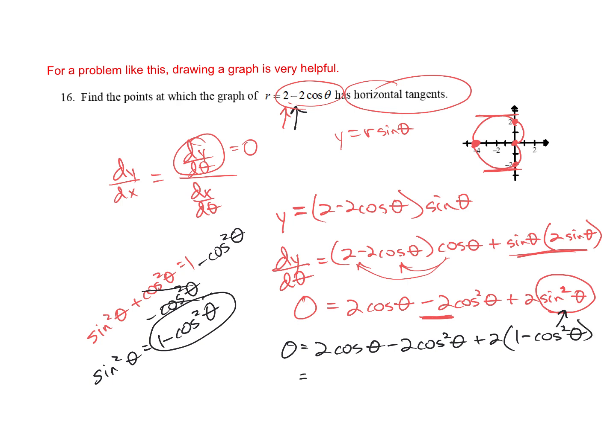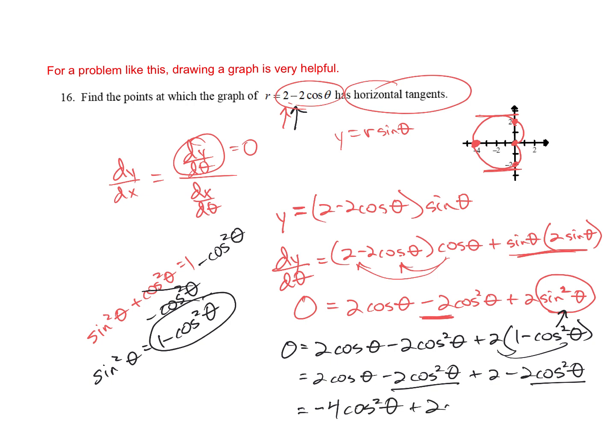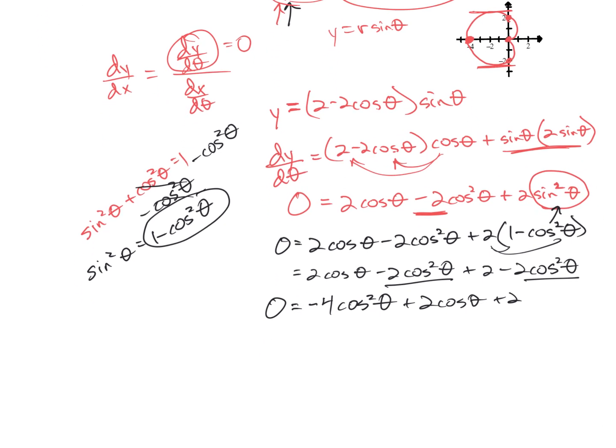And we'll put it all together here. Let's see, distribute the 2 in there, and we get 2 cosine of theta minus 2 cosine squared of theta plus 2 minus 2 cosine squared of theta. Combining your cosine squared of theta terms together, I'll put them first. We get a negative 4 cosine squared of theta plus 2 cosine of theta plus 2. And remember, that's equal to 0. So what can you do to make this a little bit more simple at this point?